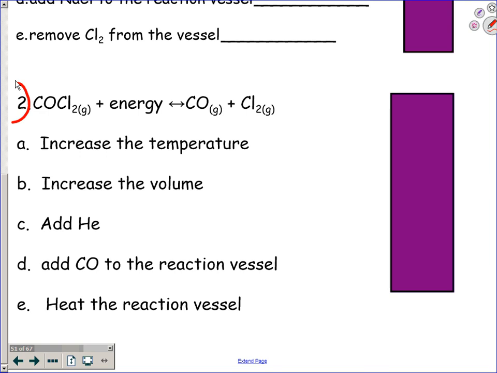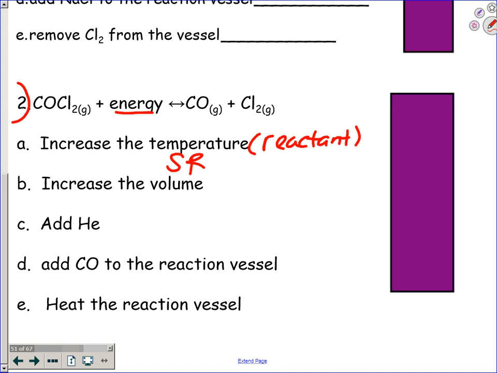So what we have is COCl2 gas plus energy yields carbon monoxide and chlorine gas. If I increase the temperature, does temperature look like a reactant or a product? It's a reactant, because we can see it as a reactant right here. So if I increase reactants, which way do I need to shift? Everybody, shift left or right? Right, because that's going to decrease the energy again and allows us to even out back to equilibrium.